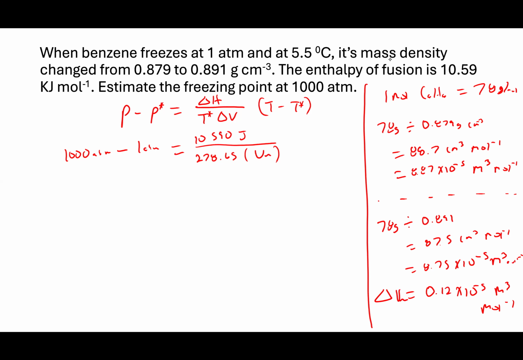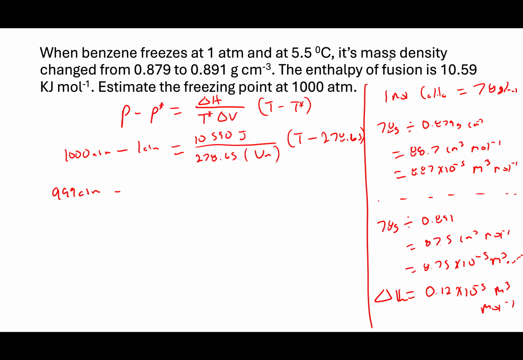But we're looking for the new temperature. We know the initial temperature is 278.65. All right. From here, let's do a little bit of math. We're going to simplify everything as much as we can. So the left-hand side is going to be 999 atmospheres.